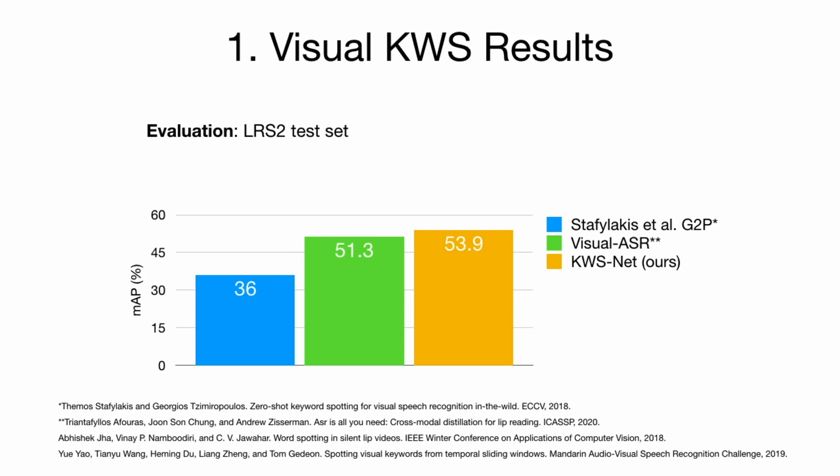Now we compare against previous work on the LRS2 test set. Specifically, we consider two baselines, the state-of-the-art for visual keyword spotting and the state-of-the-art for lip reading on the same dataset. Our model surpasses both baselines with a mean average precision of 53.9%.